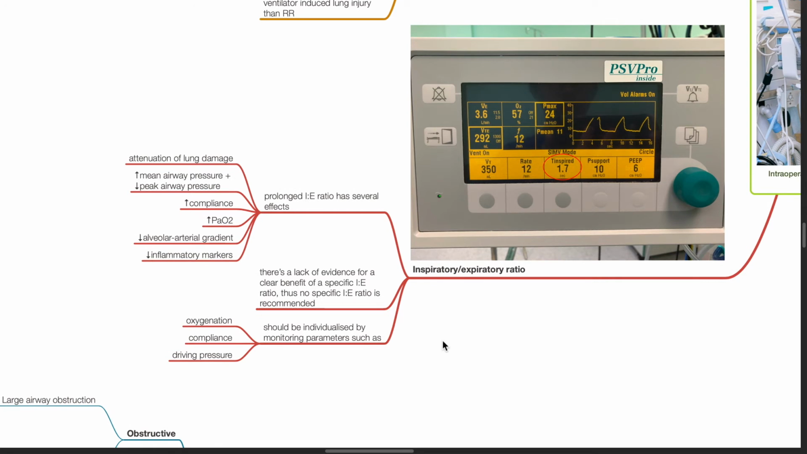Inspiratory-expiratory ratio. Prolonged IE ratio has several effects, such as attenuation of lung damage, increase in mean airway pressure, reduced peak airway pressure, improved compliance, increase in PaO2, reduced alveolar arterial gradient, and reduction in inflammatory markers. There is a lack of evidence of a clear benefit of a specific IE ratio, thus no specific IE ratio is recommended. IE ratio should be individualized by monitoring parameters such as oxygenation, compliance, and driving pressure.